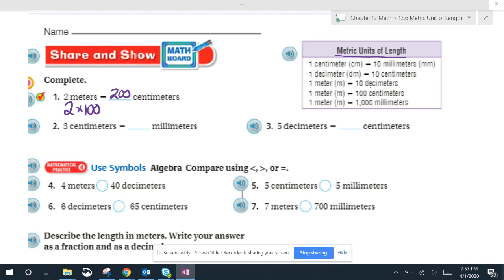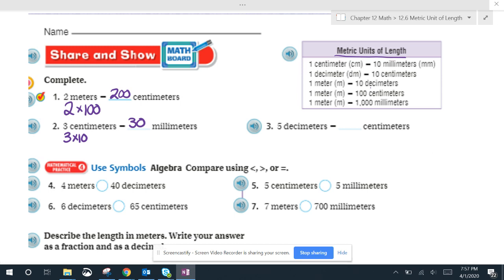Okay, go ahead and pause the video and then press play when you're ready to correct. Okay, welcome back. We have 3 centimeters equals how many millimeters? So if I come up to my table, 1 centimeter equals 10 millimeters. So I take 3 and multiply by 10. 3 times 10 is 30. So there are 30 millimeters in 3 centimeters.